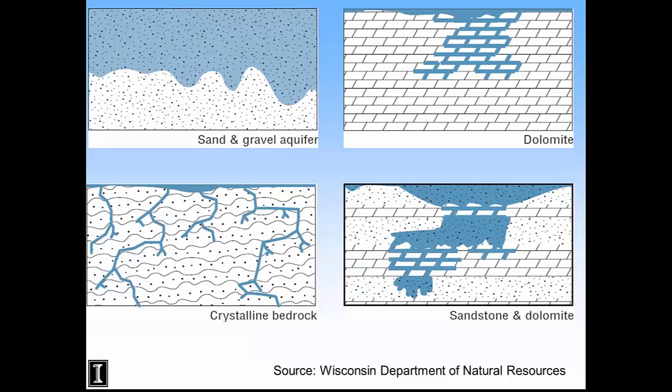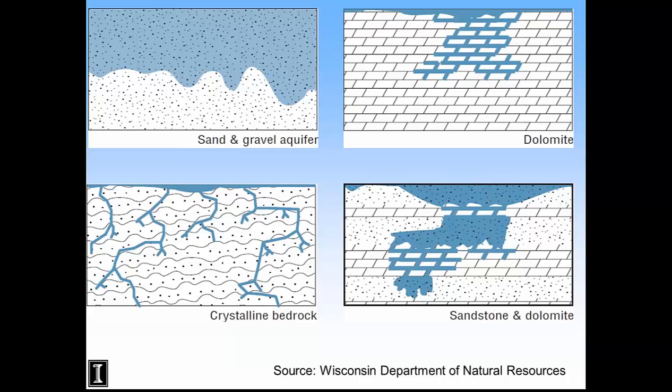So here's some examples. And this is from Wisconsin's DNR well owner book. So sand and gravel, you can see water, they poured water on the top of each of these and it's moving down through. And so in sand and gravel, it kind of moves through uniformly, fairly regularly. And then in dolomite, it's flowing through the fractures. Same with the sandstone and dolomite.